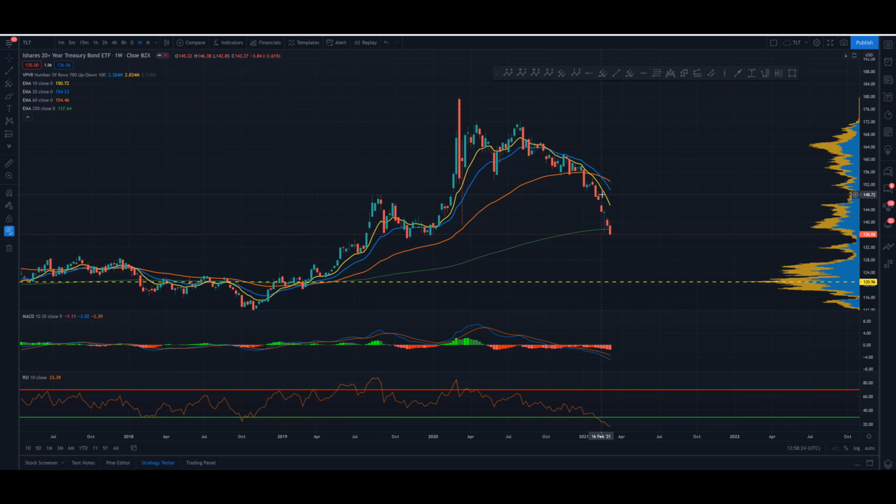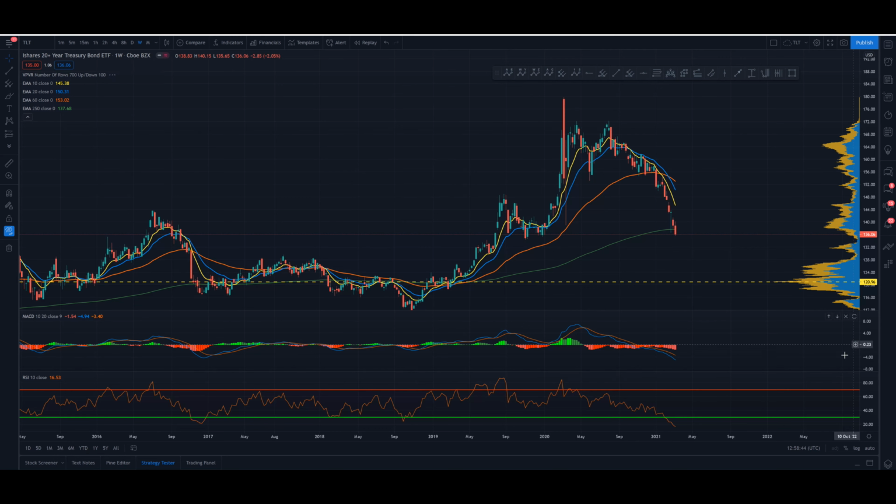I mean, we're below the 10 exponential moving average, below the 20, below the 60, with the 10 and the 20 having crossed through the 60. We're now below the 250, with the body of the candle for the week closing below the 250 exponential moving average, with the RSI now reaching 16.88.